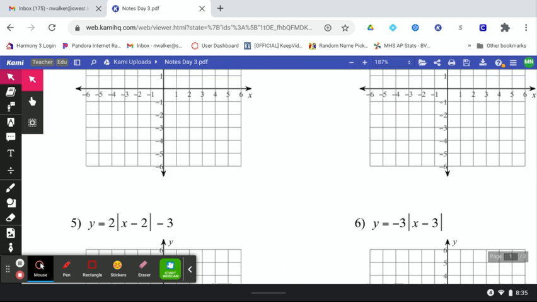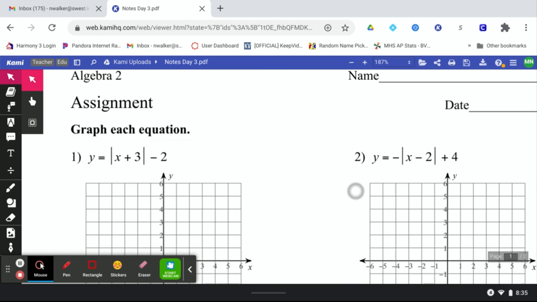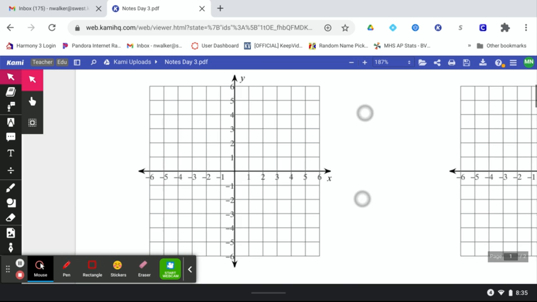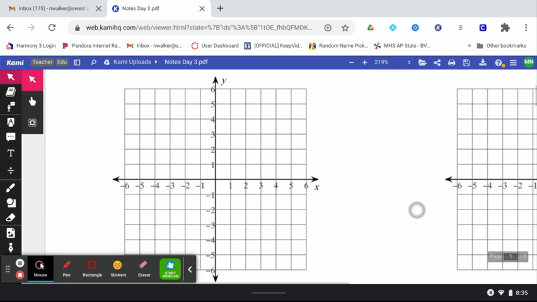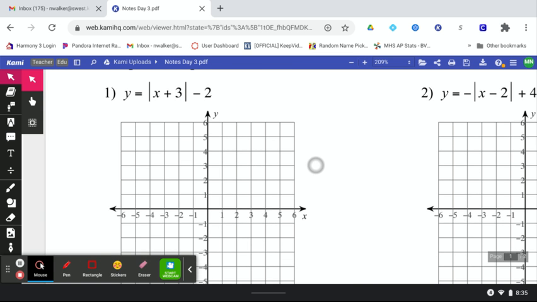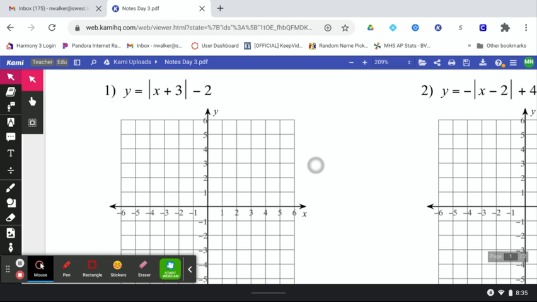All right, so let's go to this first example. I'll give you guys some time. You do need to construct some graphs to go with these. But the equation is y equals the absolute value of x plus 3, and then minus 2. All right, so this is just a review from what we did on Tuesday, because we don't have a coefficient in front of the absolute value on this one.